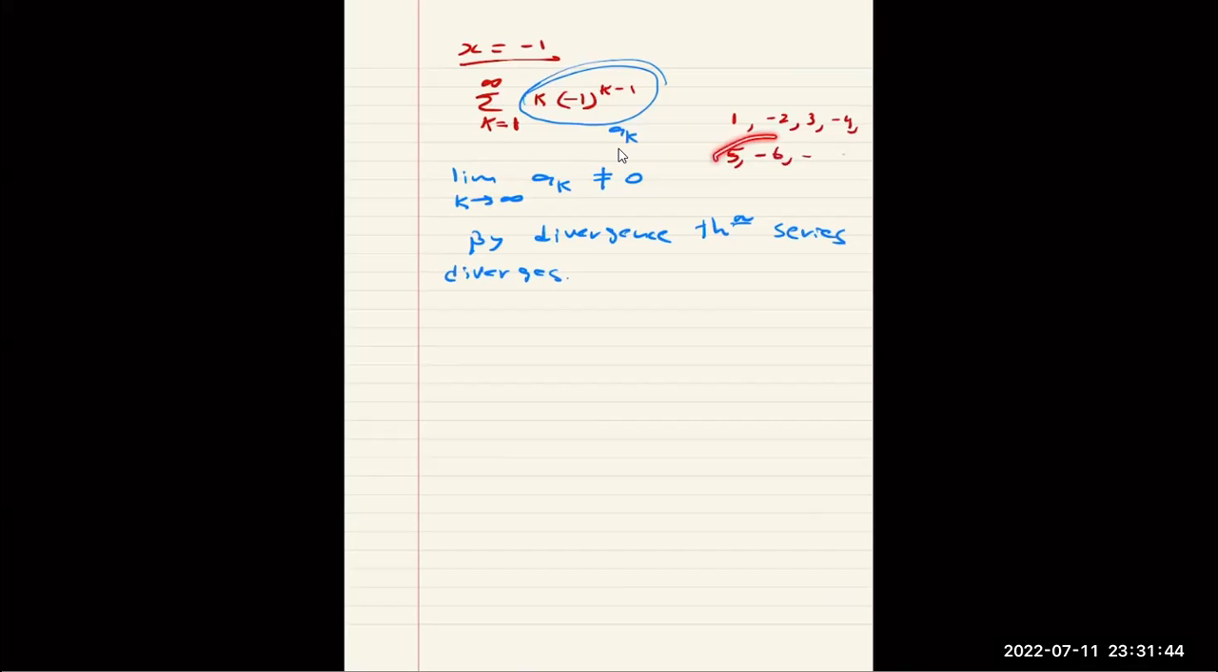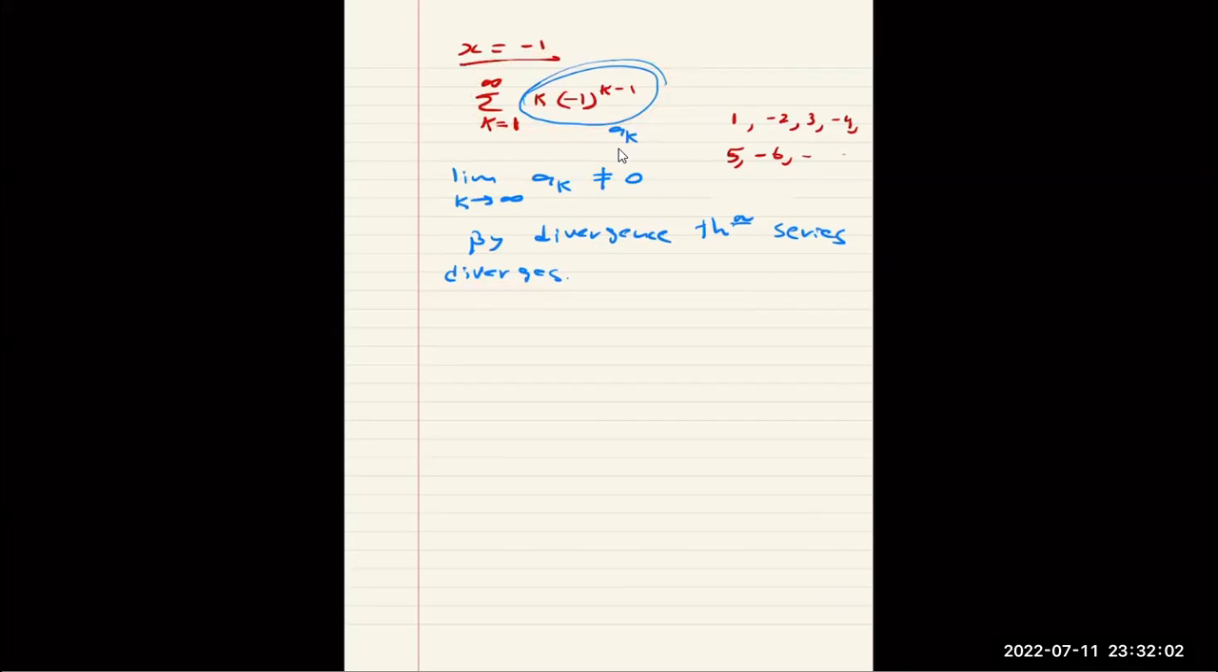As you can see, these numbers are getting bigger and bigger. The magnitude is getting bigger and bigger, but the sign is switching. So that means this never converges to zero. This is not equal to zero. So by the divergence theorem, this series diverges.